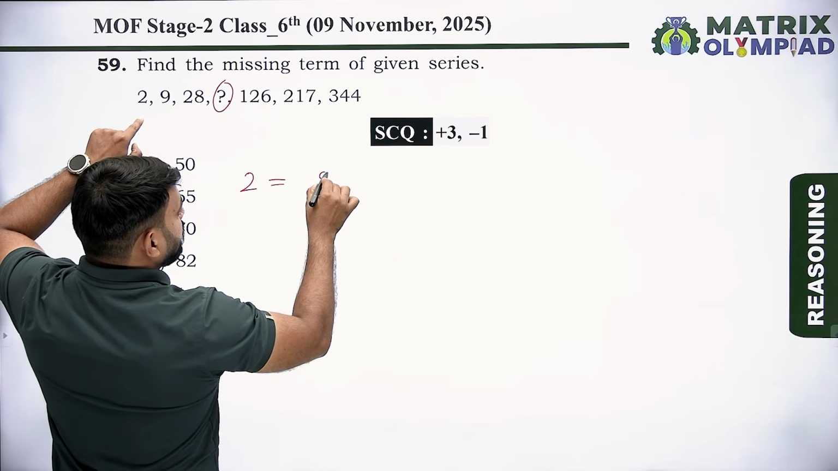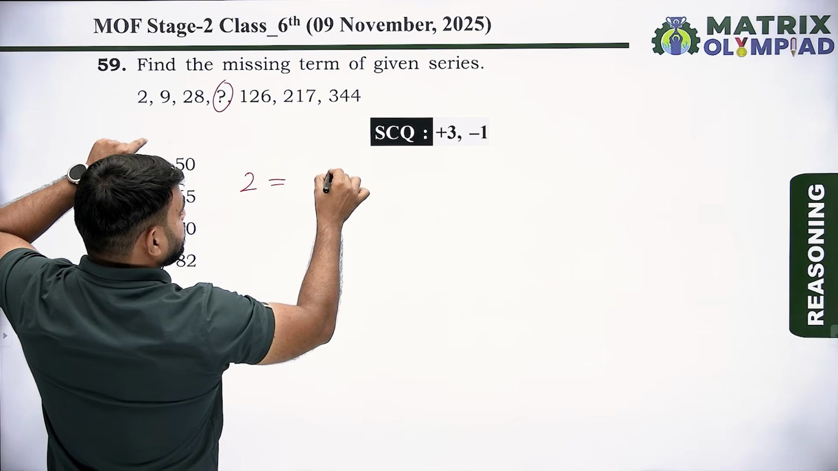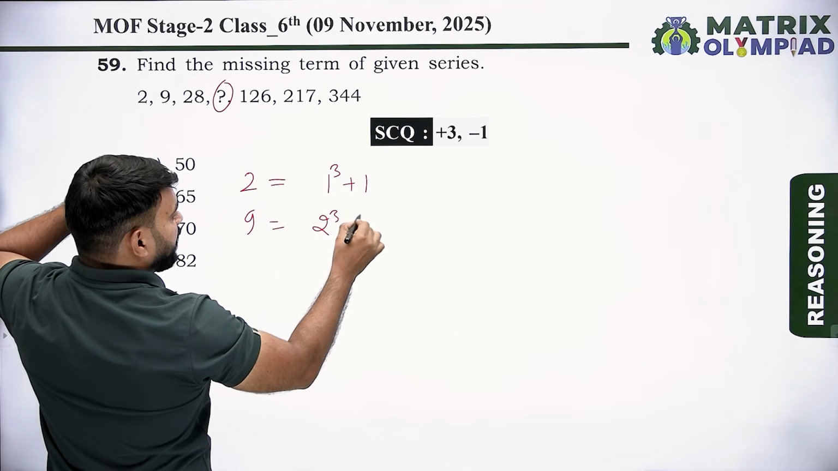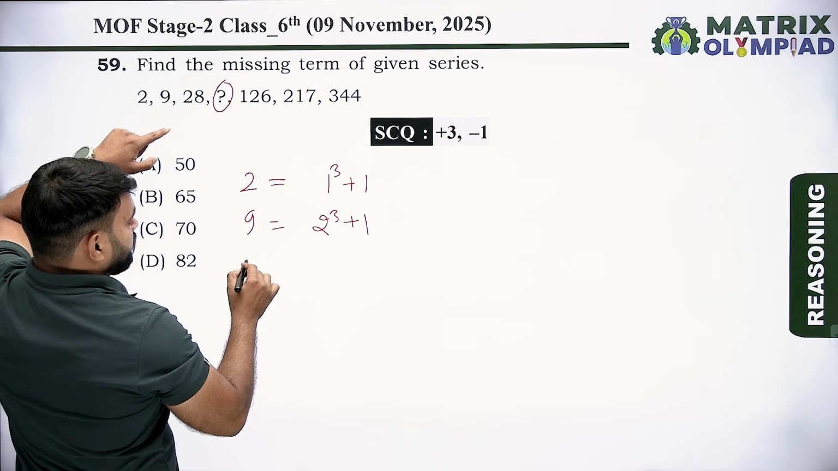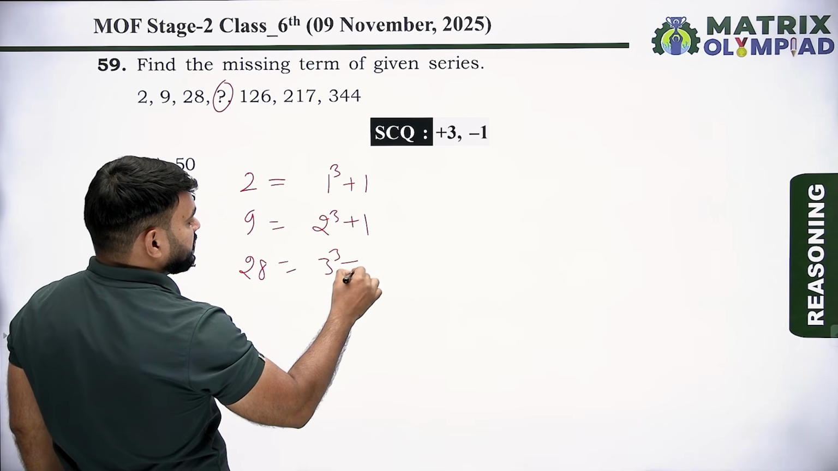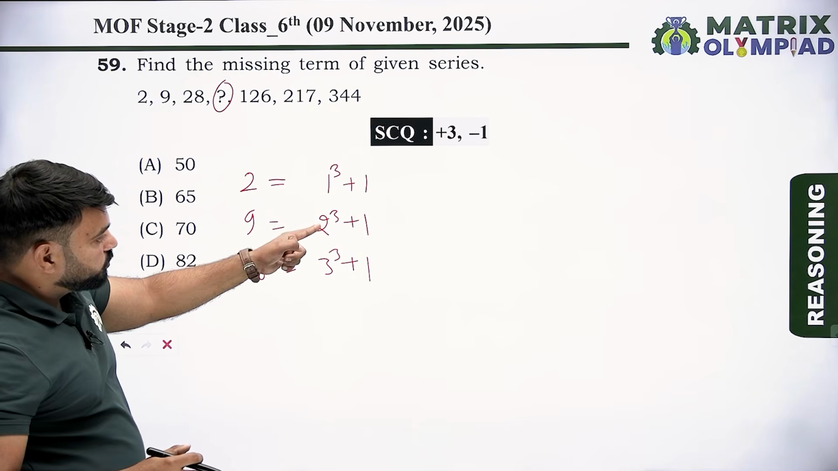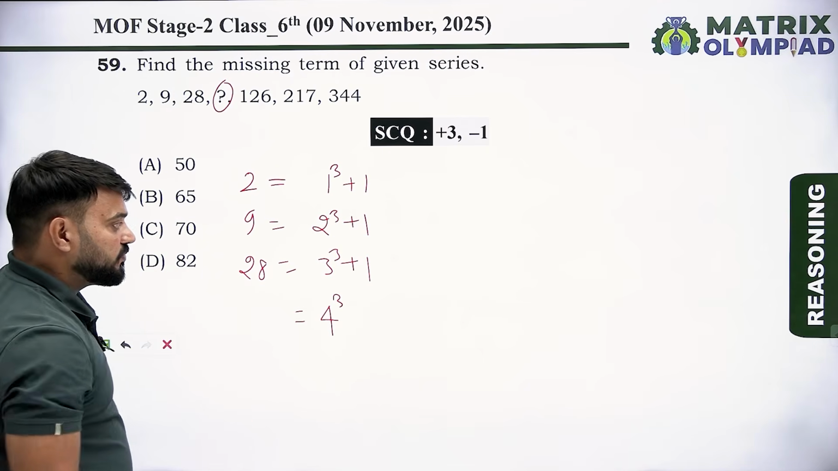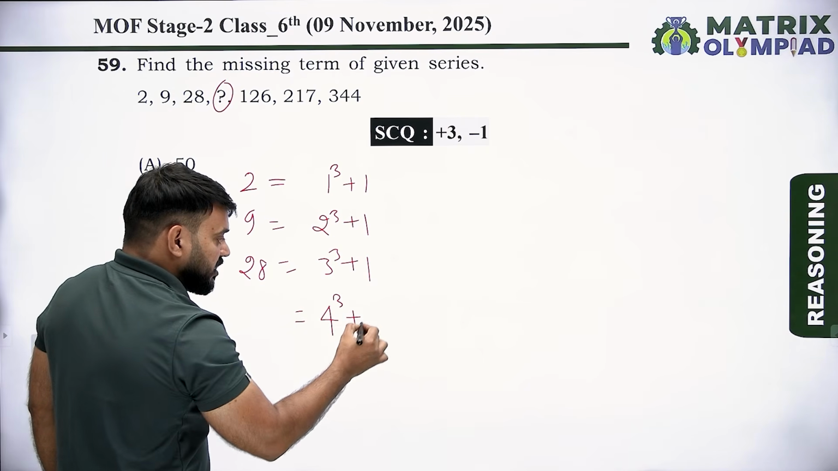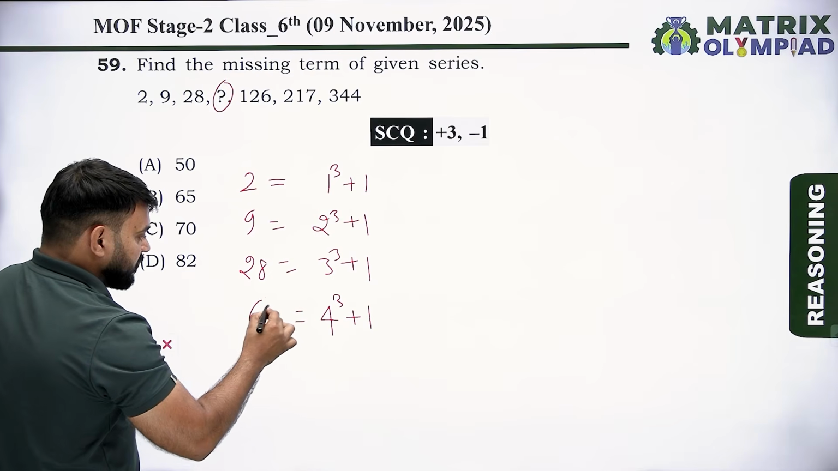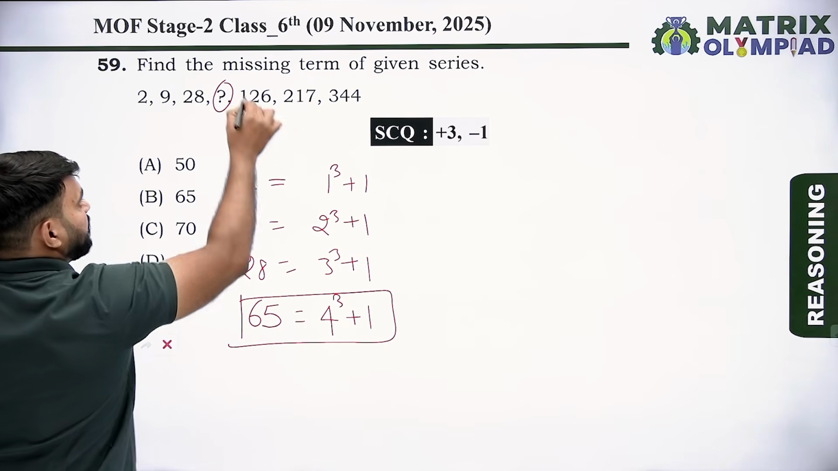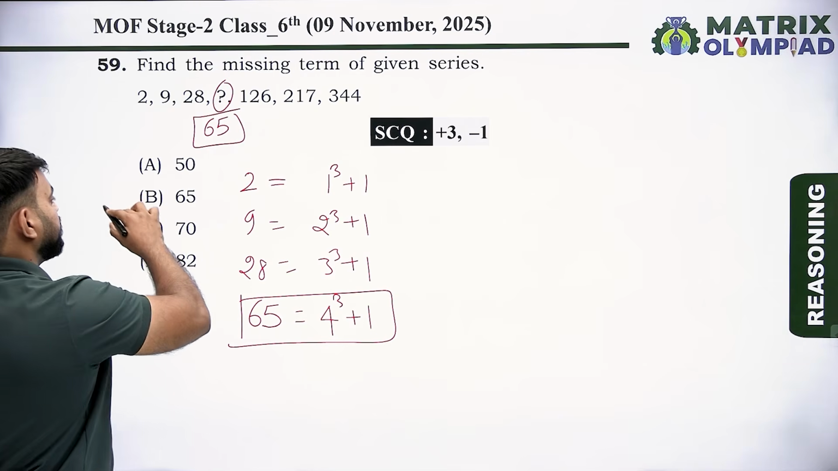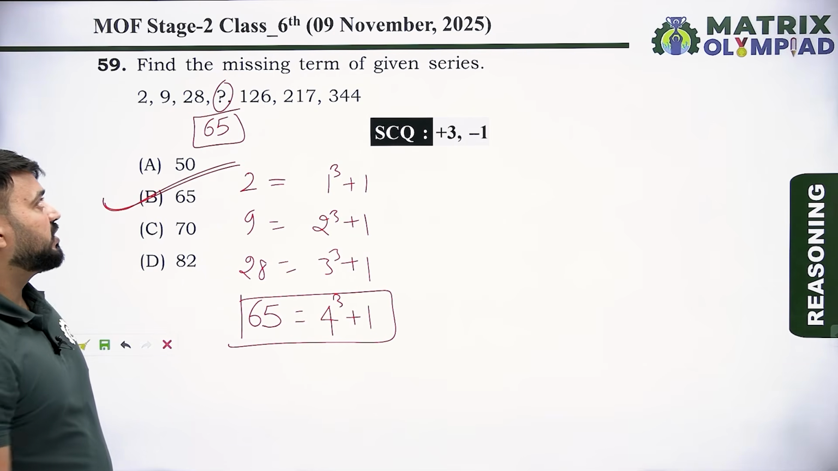1 cube plus 1, it means 2. 9 means 2 cube plus 1. 28 means 3 cube plus 1. 1 cube, 2 cube, 3 cube. Similarly, now 4 cube. So 4 cube means 64, plus 1, plus 1, plus 1. Now 4 cube plus 1 means 65. So here 65 is the missing number of the given number series. So here option B is the correct answer of this question.